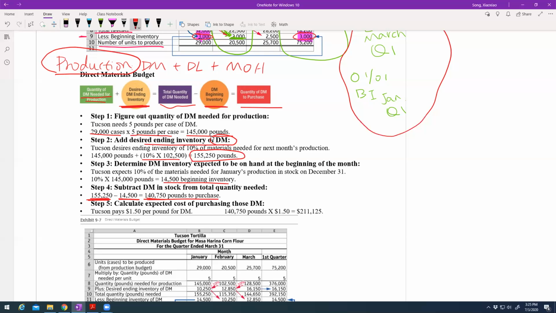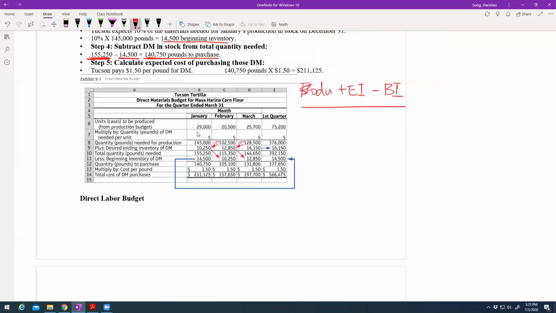So similar logic, right? One more time, it is the units you need to produce plus your ending inventory minus your beginning inventory. That gives you the direct material you need to purchase. Okay, and then similarly, for the first quarter, your ending inventory is the end of March, and your beginning inventory is the beginning of January.